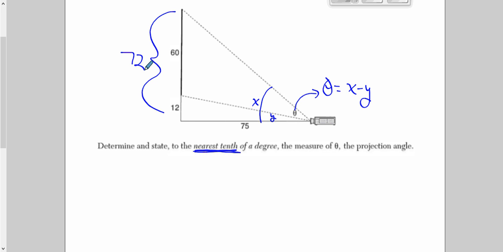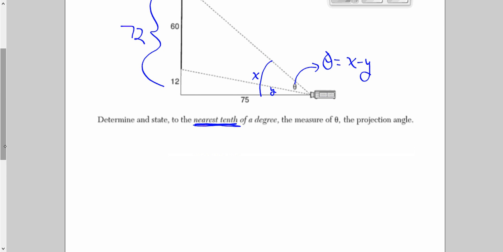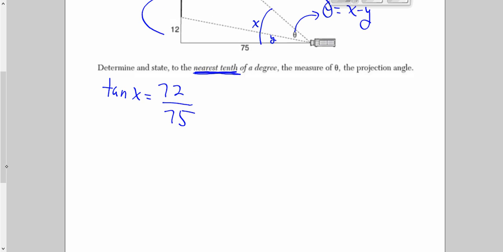So I'm going to go after angle X here. I've got opposite and adjacent, wouldn't that be tangent? Yeah. So tangent, in my case, of X equals 72 over 75. So I'm trying to find an angle. What am I using? Inverse tangent, right? And it better look like this. So the tangent of X equals the inverse tangent of, exactly like this.